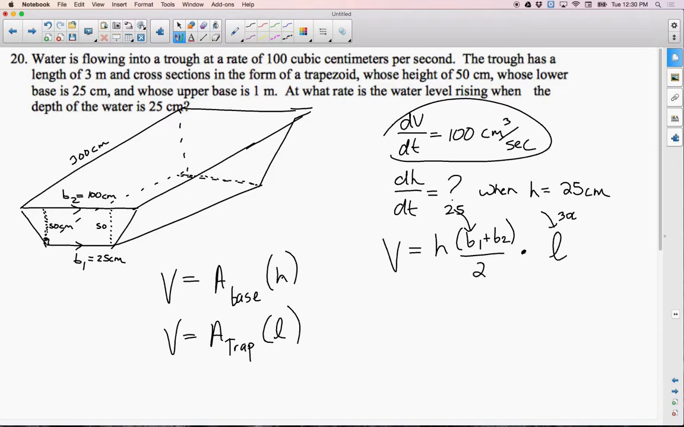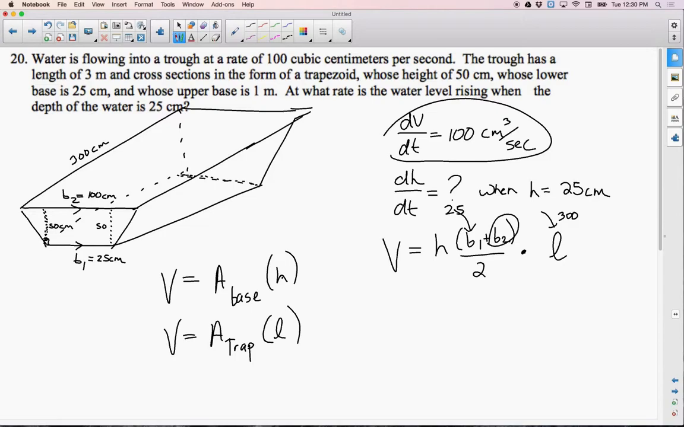All right, let's talk about base 2. That's a problem. Because I know dV/dt and I want dH/dt, I don't care about dB2/dt. So we need to get rid of this one. Well, we've been doing similar triangles. I don't see why we can't do similar trapezoids.